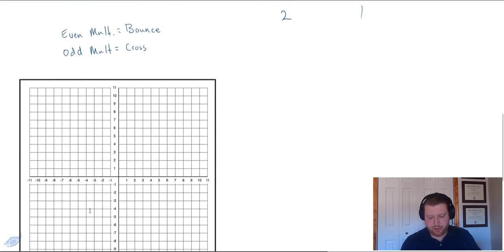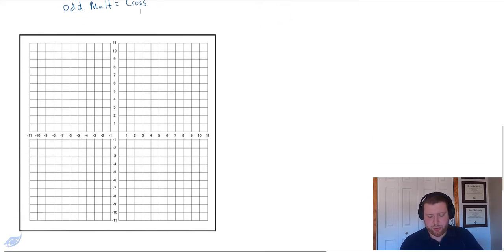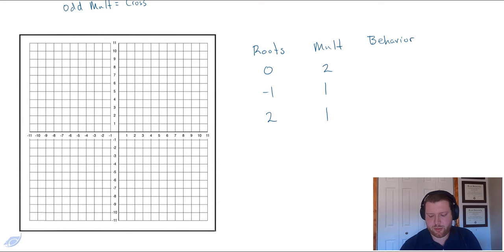So what I have down here is just a graph, and we're going to sketch the function now. I'm going to rewrite everything that we found out just so it's all in one place. Again, our roots are 0, -1, and 2. Multiplicity of those roots is 2, 1, and 1. And the behavior, so again, even multiplicity means bounce, and an odd multiplicity means cross. So -1 and 2 both have a multiplicity of 1, so they're both going to cross the axis.